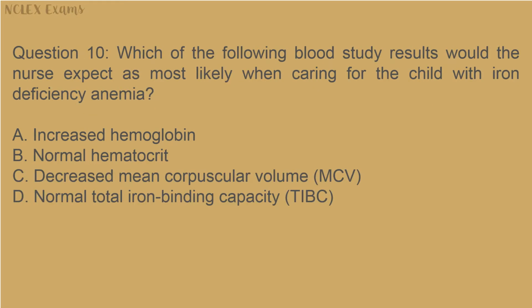Question 10. Which of the following blood study results would the nurse expect is most likely when caring for the child with iron deficiency anemia? A. Increased hemoglobin. B. Normal hematocrit. C. Decreased mean corpuscular volume, MCV. D. Normal total iron binding capacity, TIBC.